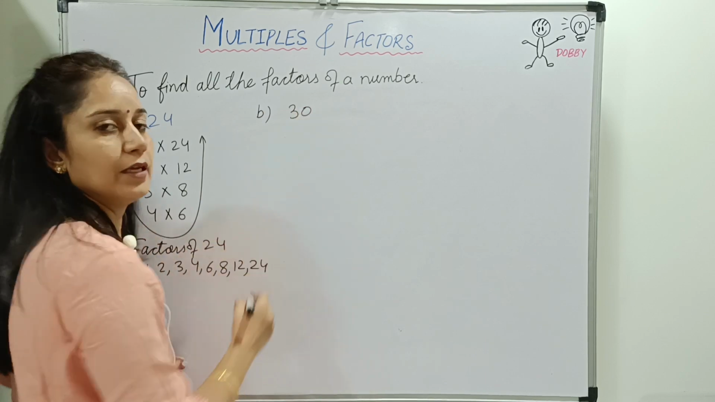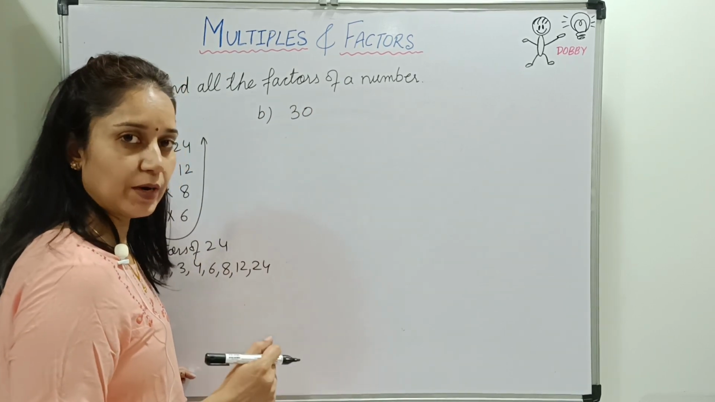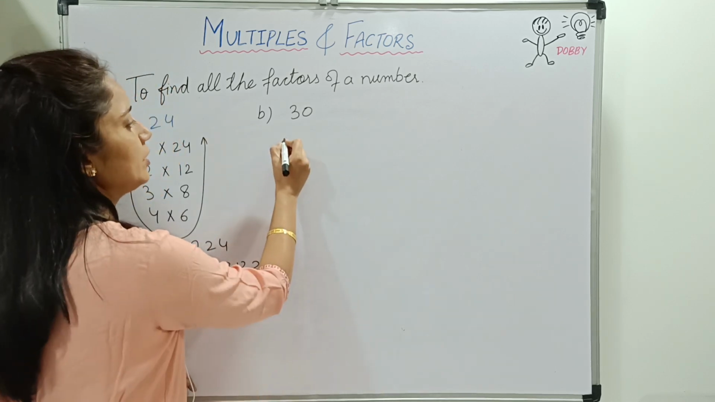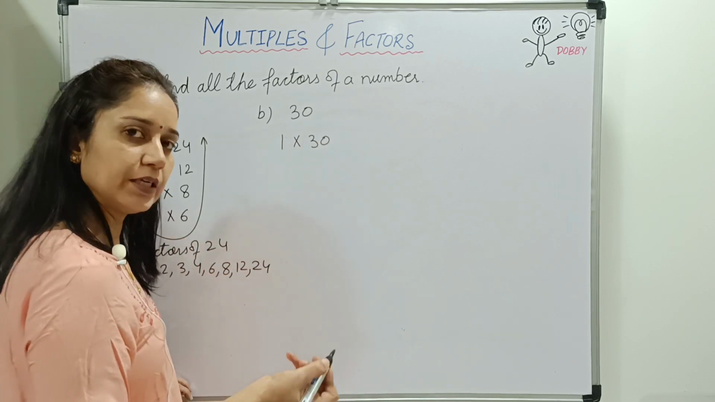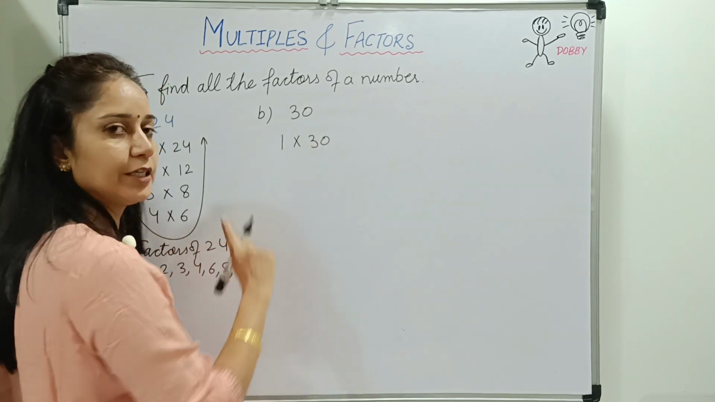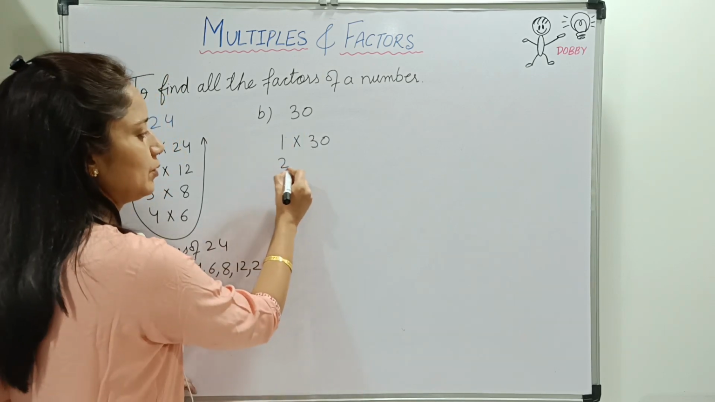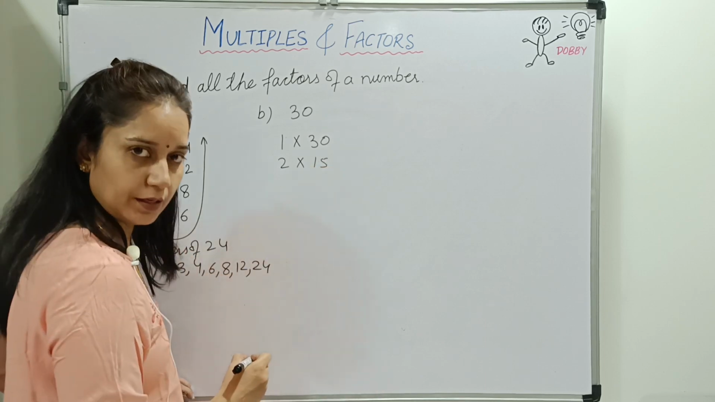30. Let us check out. 30 is an even number, so yes, it will be divisible by 2. The smallest factor is 1, so starting with the table of 1, 1 times 30 is 30. Next, table of 2. Even number, so yes, we can judge it will be divisible by 2. 2 multiplied by 15 is 30.